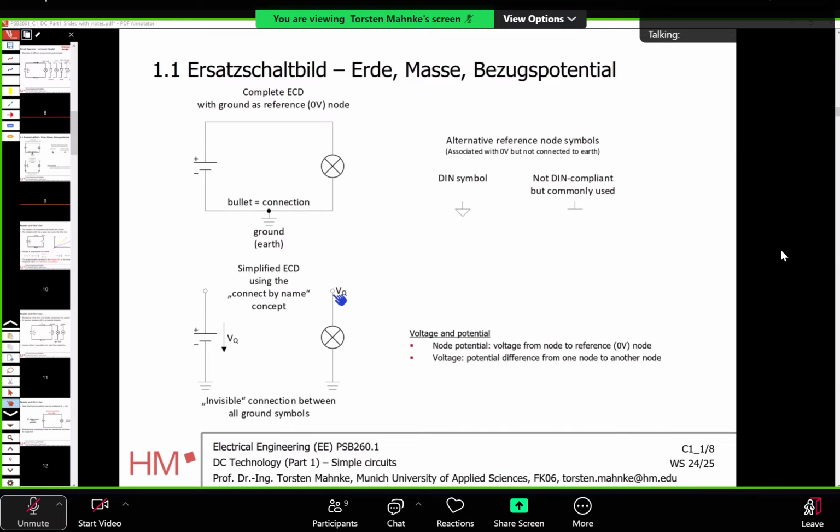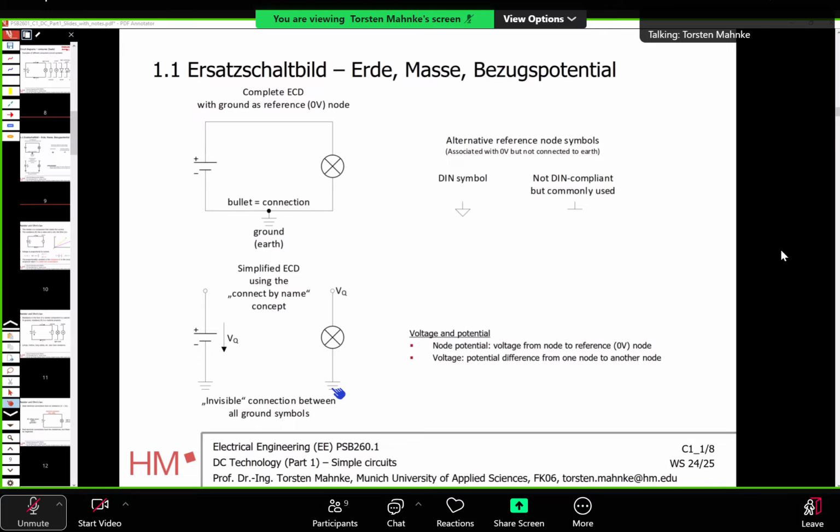You see that here at this node, I said the voltage at this node should be VQ. And on the left side, you see that the voltage at this node is also VQ. It's the same voltage, and this tells you that there must be a connection between those two. And the same thing down here. This node is earth connected, this one is too. So there is a connection between those two nodes. So you don't see the connections, but you should know that they are there.